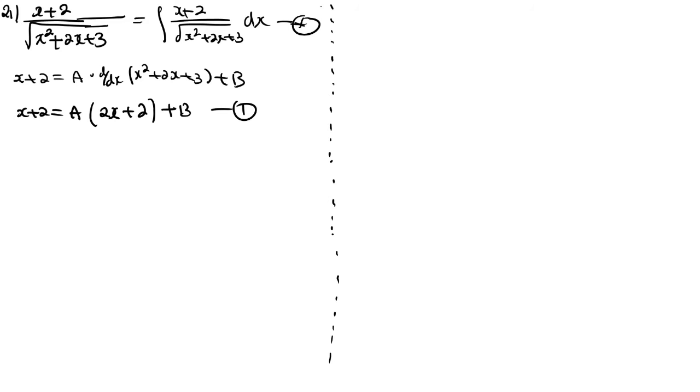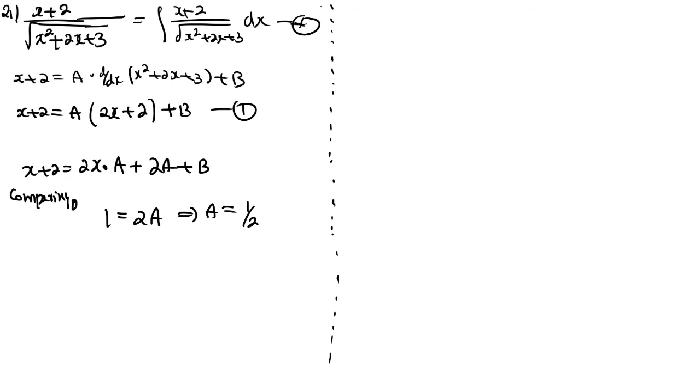In the next step, x plus 2 equal to 2a x plus 2a plus b. Comparing coefficients of x and constant terms: comparing the coefficient of x, 1 equals 2a. This implies a is equal to 1 by 2. Then compare the constant term. On the left-hand side, 2 is there. 2 is equal to 2a plus b, so 2 is equal to 2 into 1 by 2 plus b. 2 minus 1 equals b. The b value is equal to 1.